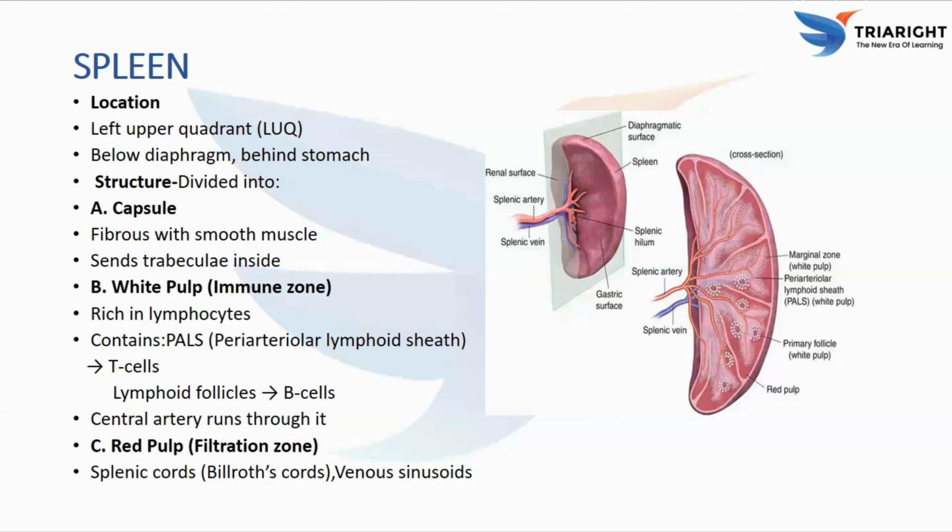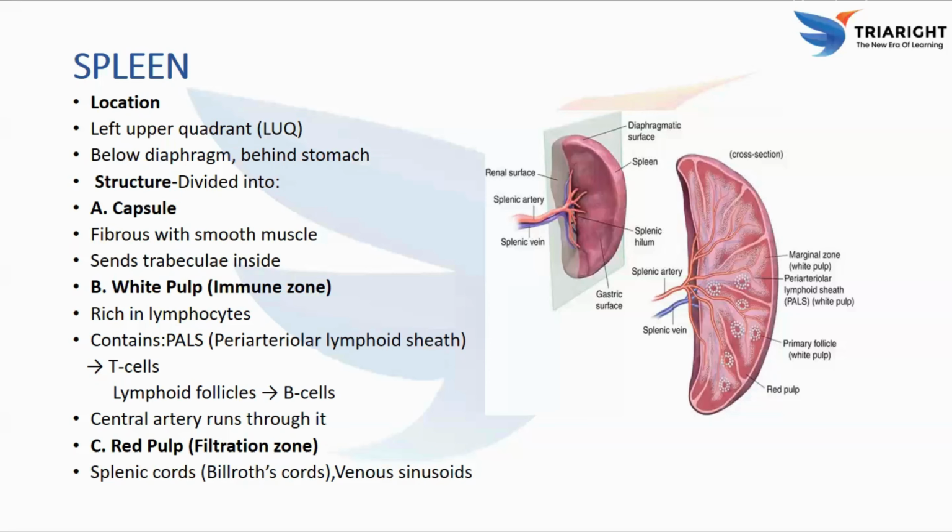Whereas lymphoid follicles are located adjacent to the PALS. They contain the B cells. Primary follicles are inactive in these lymphoid follicles. Secondary follicles have the germinal centers, so they activate B cell proliferation. Blood supply: a central artery runs through the white pulp carrying blood for immune cells to monitor.